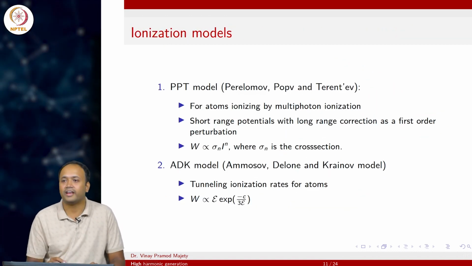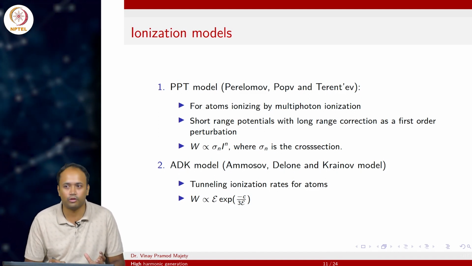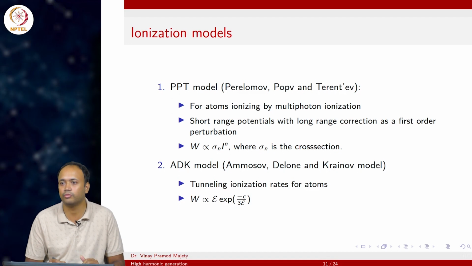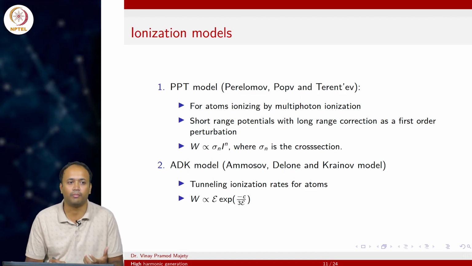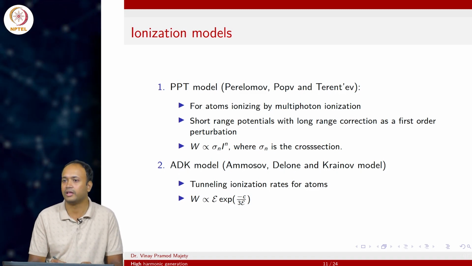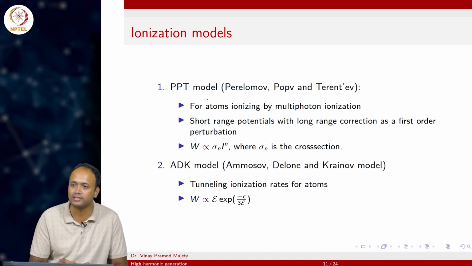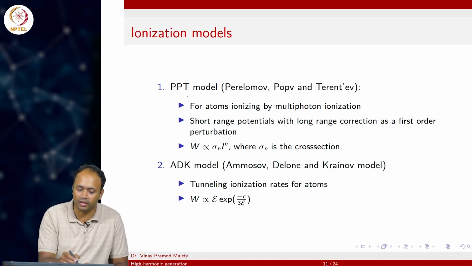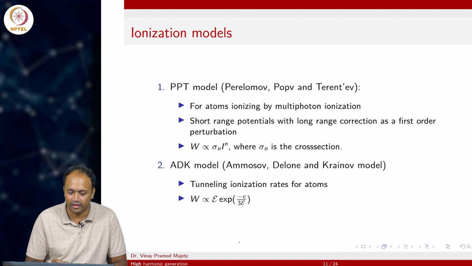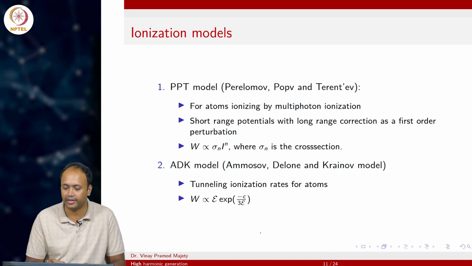Now one can compute the various quantum mechanical ionization rates. We said that there are two particular processes. If I want to estimate the probability of ionization, I want to compute the rate associated with the ionization, and there are two popular models that one can use. One is called the PPT model, named after the scientists Perelomov, Popov and Terent'ev.